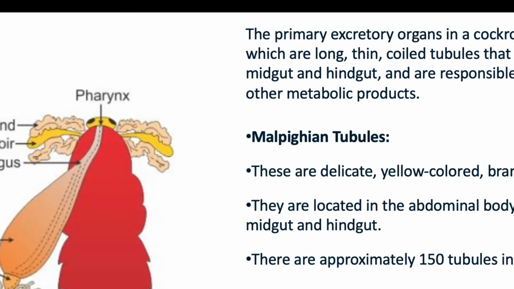These tubules, which are long, thin, coiled tubules that extend from the junction of the midgut and hindgut, the mesenteron or midgut, and this is the hindgut, the colon, are responsible for removing nitrogenous waste and other metabolic products. So, this is the digestive system of a cockroach or an insect.